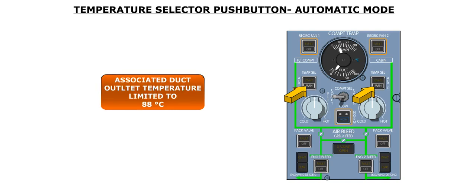When the temperature selection push button is released out, the compartment temperature selector directly controls the temperature control valve of the associated pack. The white manual caption illuminates in the push button. In this mode, the associated duct outlet temperature is also limited to 88 degrees Celsius.